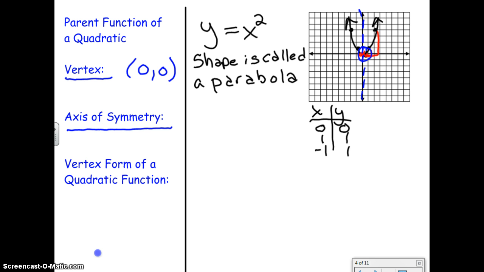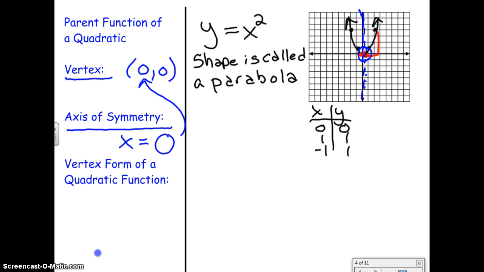So think back to Algebra 1 for a moment and from our line review at the beginning of the year with linear functions. A vertical line is in the form of x equals. And since it goes right through the vertex, it's always going to be x equals whatever the x value was from your vertex. So I'm going to take x equals 0 because my vertex was (0, 0).